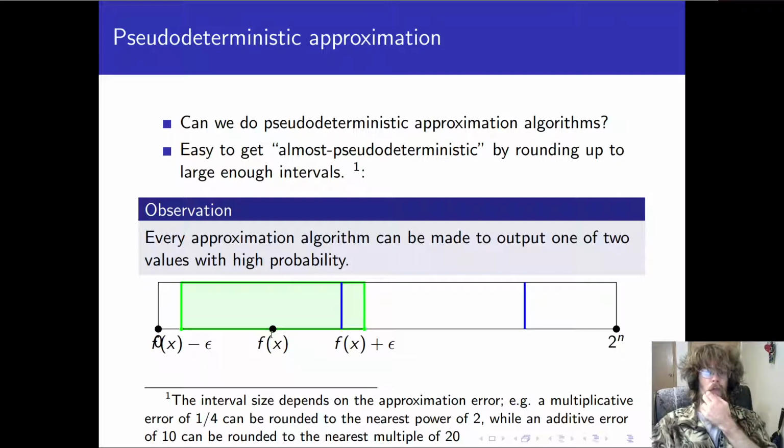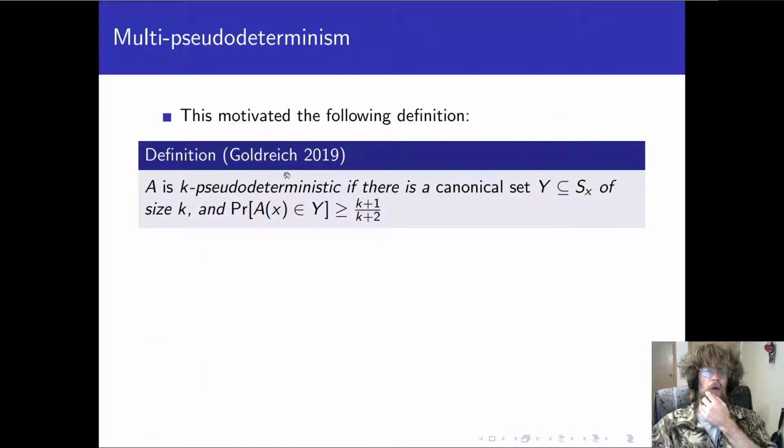So that motivated Goldreich to define multi-pseudodeterminism, where instead of a canonical solution, we have a canonical set of size k. And we land in the canonical set with probability k plus 1 over k plus 2. And this is kind of a natural analog of the 2 over 3 for pseudodeterminism.